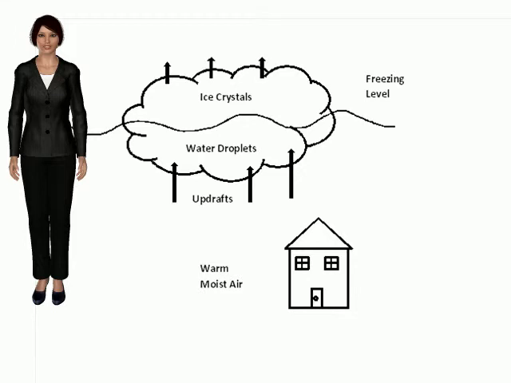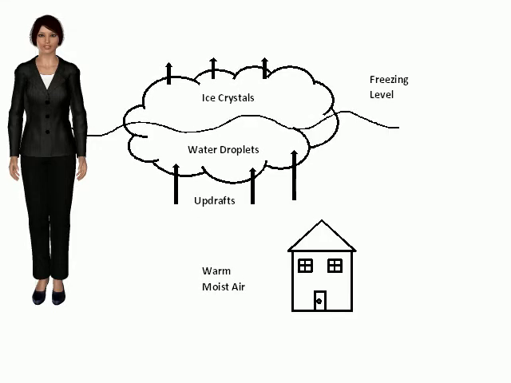The cloud's top extends above the freezing level. So the upper portion of the cloud is composed of tiny ice crystals.